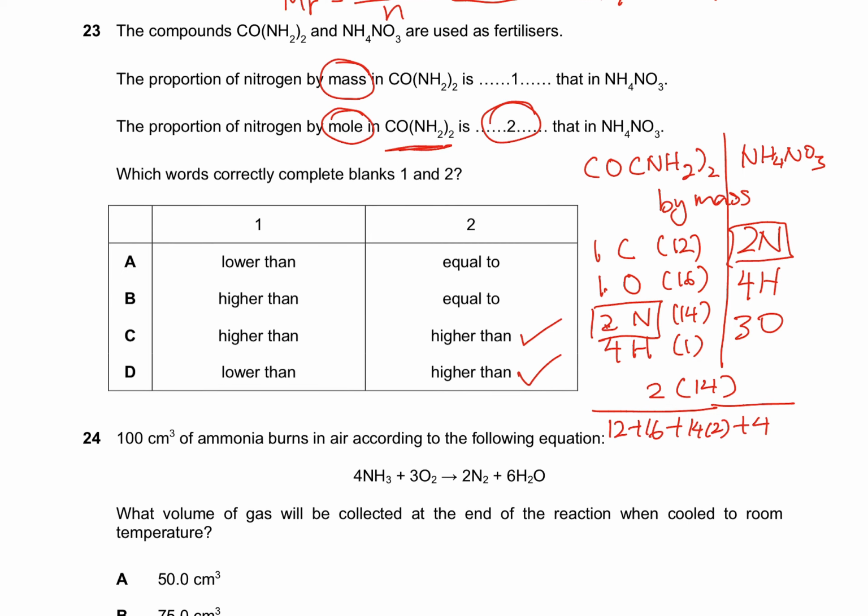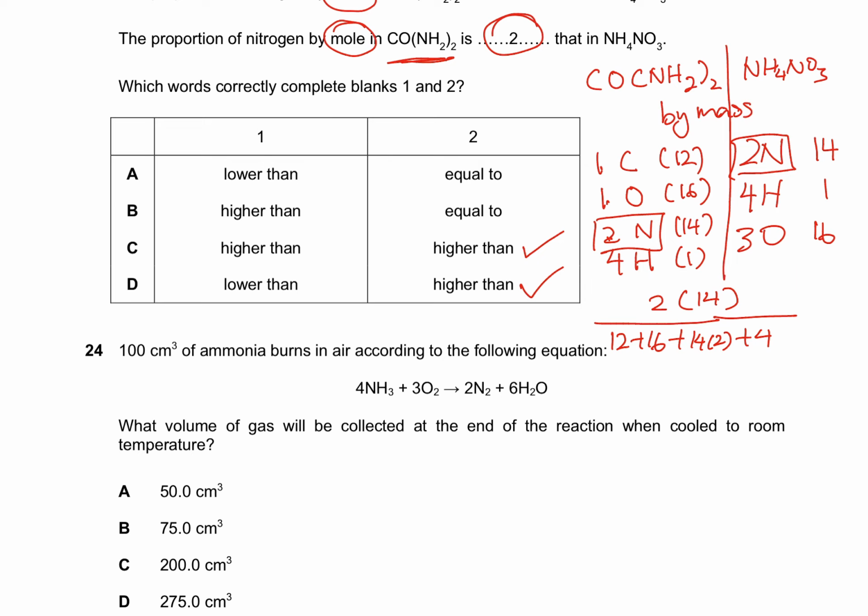For the second substance, again, I calculate it. 14, this is 1, this is 16. So by mass, the total mass I have here is 2 times 14 plus 4 plus 3 times 16. And then the mass of nitrogen is 2 times 14.